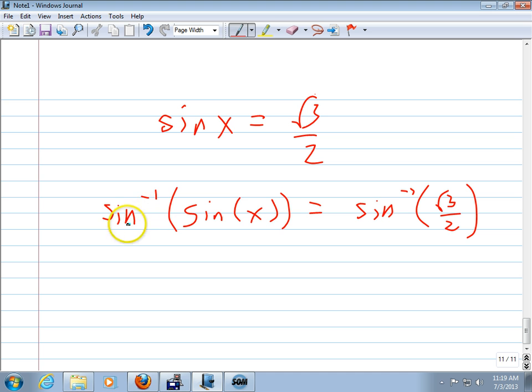So what do I get here? What's the inverse sine of the sine of x? Just x. And then do you happen to know the angle whose sine is rad 3 over 2? 60 degrees or pi over 3 radians? So let's say radians. So you can solve equations involving functions by using the composition with the inverse function. That's what inverse functions are for.